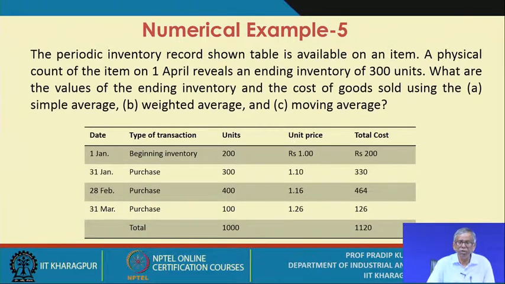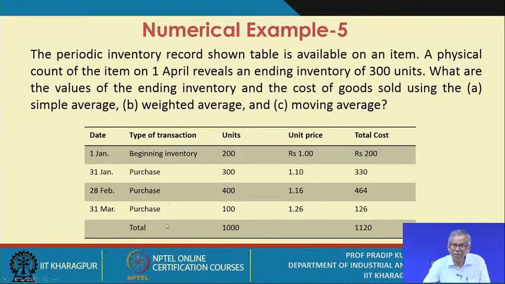Now we are referring to one more example. The periodic inventory record shown in the table is available for an item. A physical count of the item on 1st April reveals an inventory of 300 units. You have the same data as in the previous two cases. What are the values of the ending inventory and the cost of goods sold using simple average, weighted average, and moving average? These are the transactions you have.